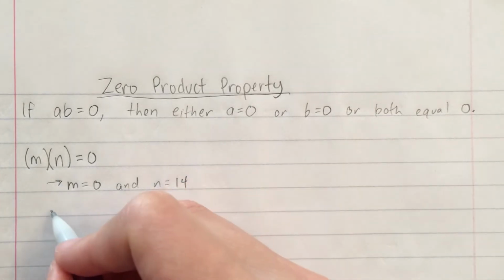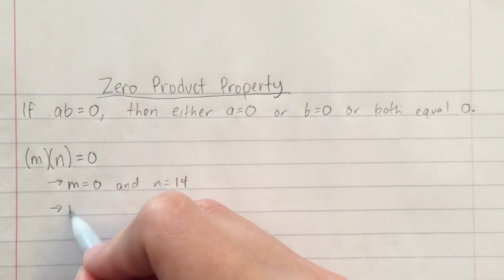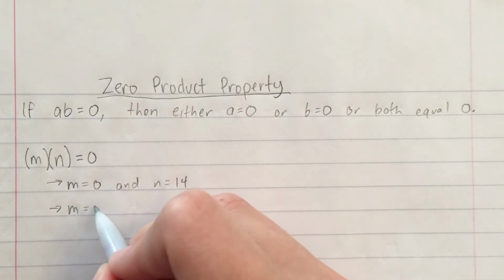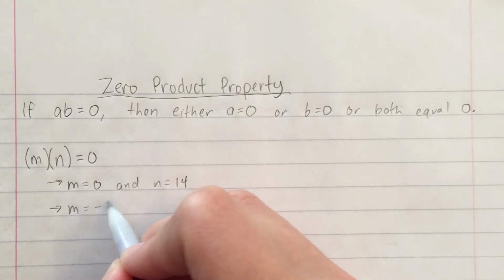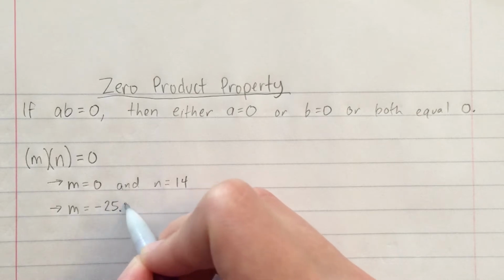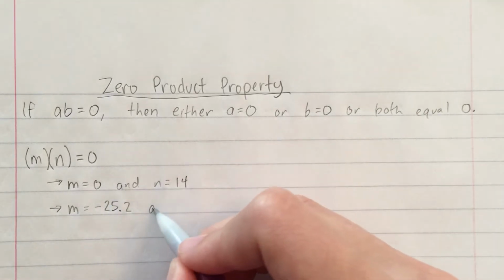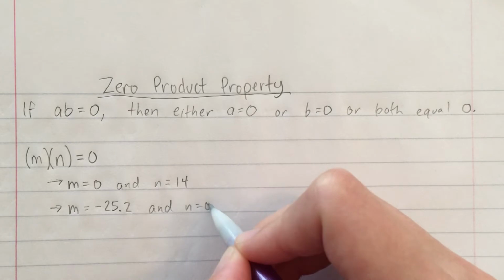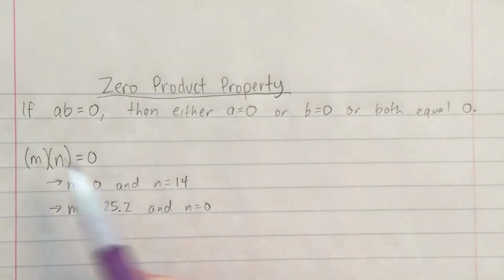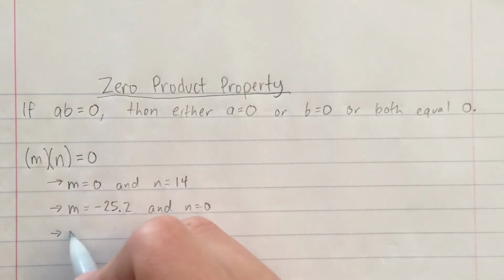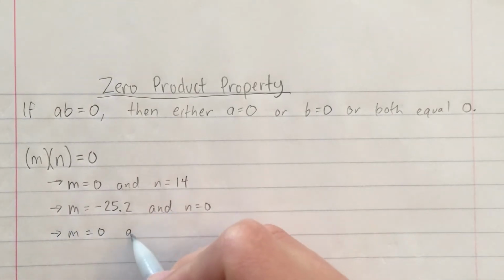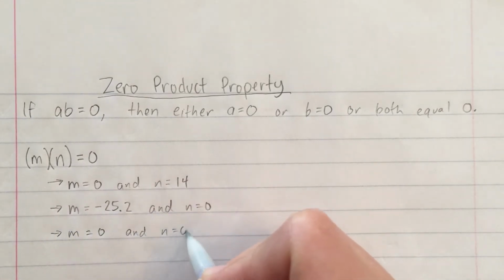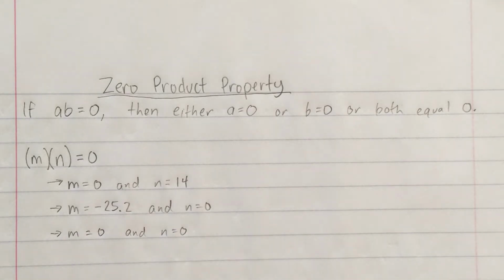Another possibility is that m could equal some random number, like negative 25.2. It doesn't matter what m is, and n could equal 0, because 0 times anything is just 0. So if these two numbers are going to multiply, these are both possibilities. Another possibility is that m equals 0 and n equals 0. So those are all possibilities.